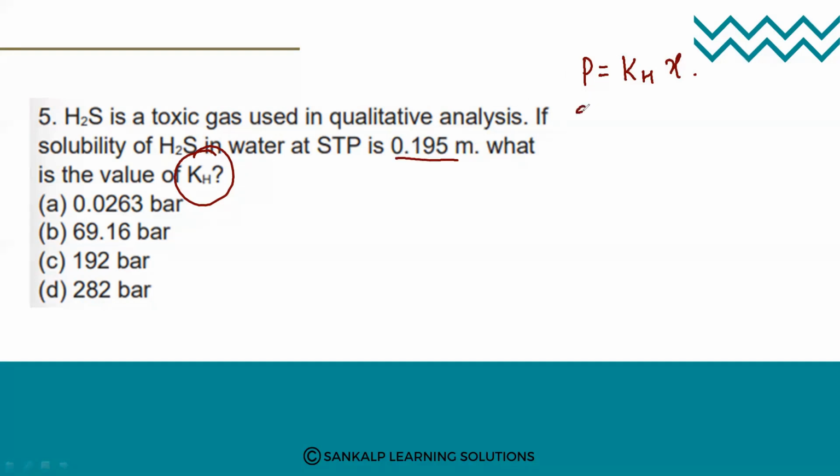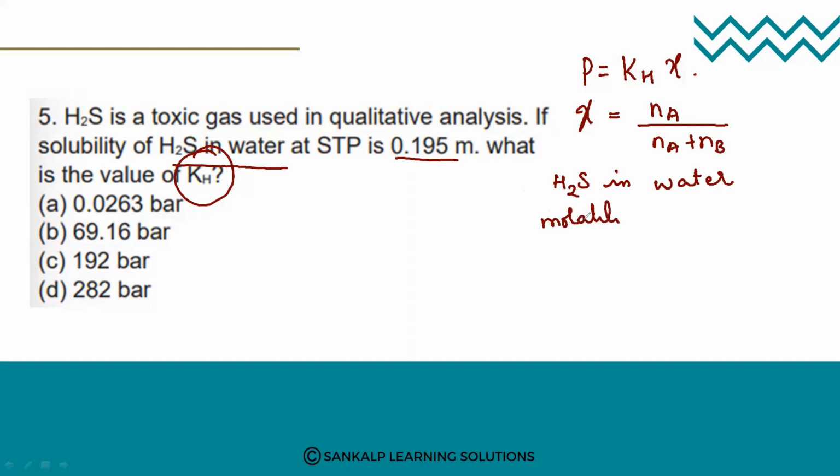Now, what is psi? We know that psi is the number of moles of A upon Na plus Nb, the moles of components A and B. Now H2S in water, what is given? The molality is given. Molality is the number of moles of solute dissolved per kg of solvent. So that is 0.195 m. Always small m represents molality and capital M represents molarity.